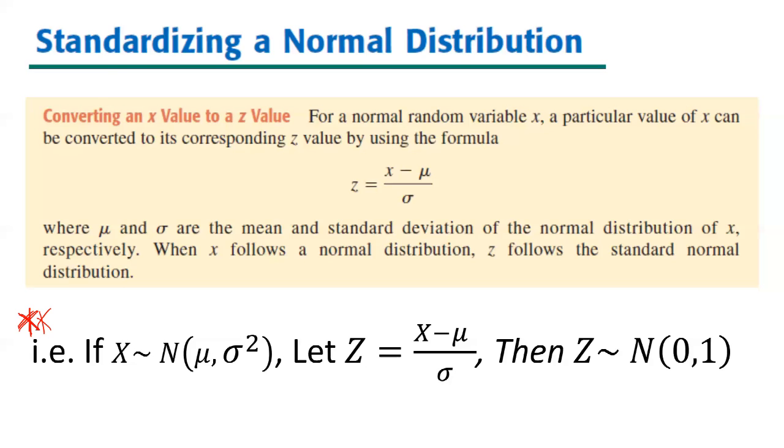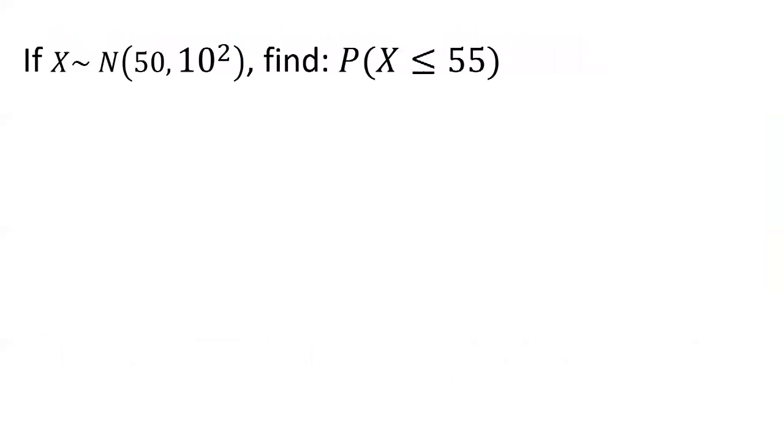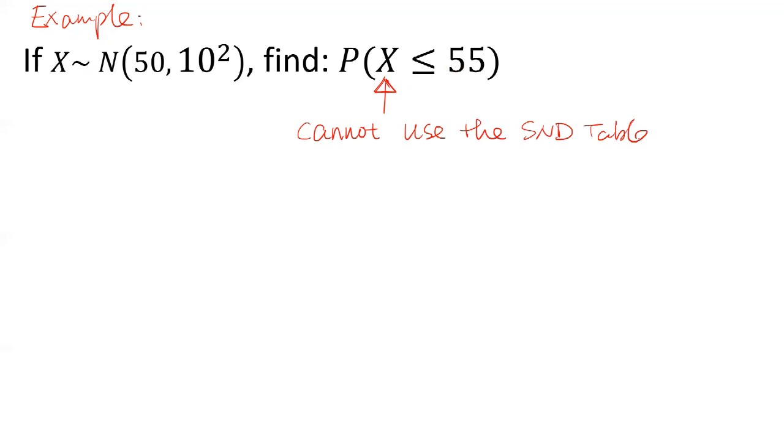I'll show you how to do this. Let's see this example. Suppose x follows a normal distribution with two parameters: mu is 50, sigma squared is 10 squared. Find the probability that x is equal to or less than 55. Here x is not a standard normal distribution, it's a general normal distribution. So we cannot use the SND table directly.